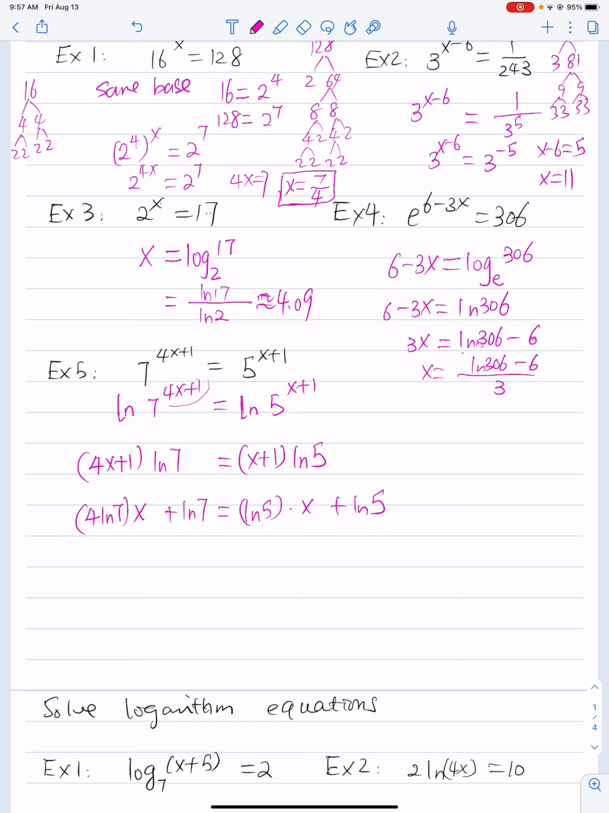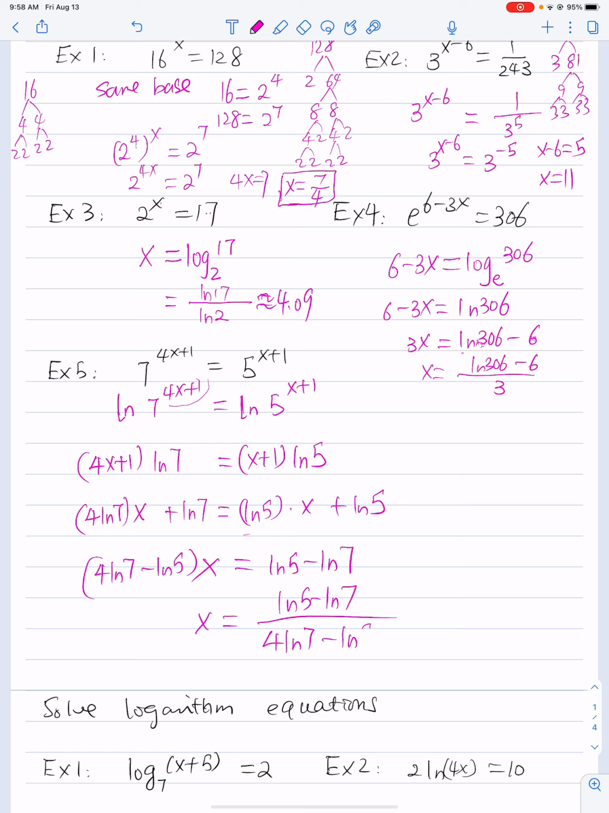This is the same as something like 3x equals 2x. How could you solve this? Combine like terms. So you have 4 ln 7 minus ln 5, times x. Then subtract ln 7 on both sides, and you have ln 5 minus ln 7. So x equals (ln 5 minus ln 7) over (4 ln 7 minus ln 5).